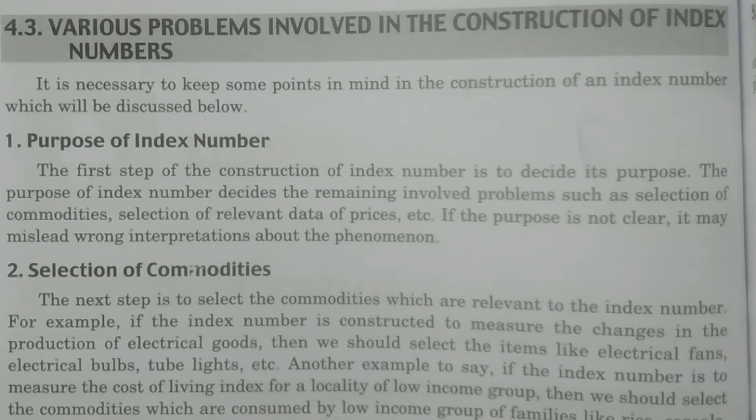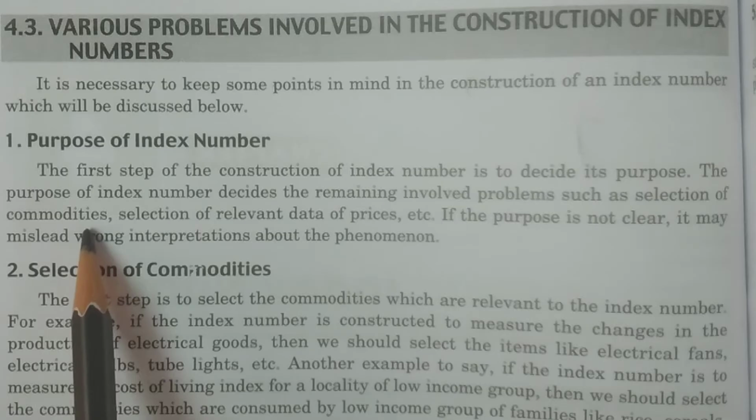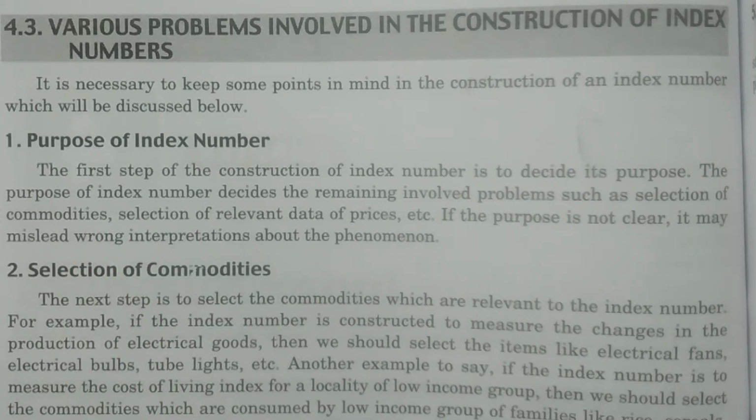If you want to construct an index number for the purpose of studying the production of steel, then automatically commodities will be decided. You see here the first one, selection of commodities will be decided, which are nothing but the items of steel.